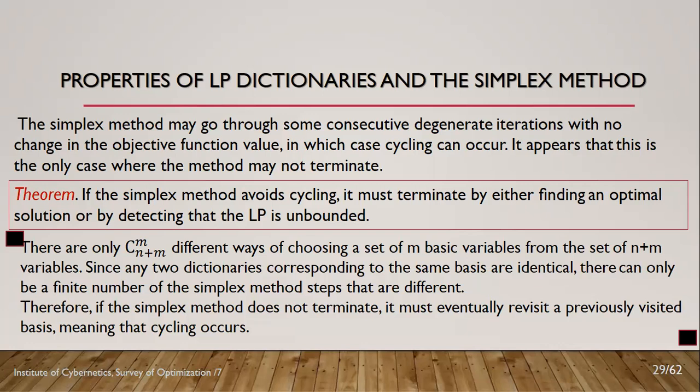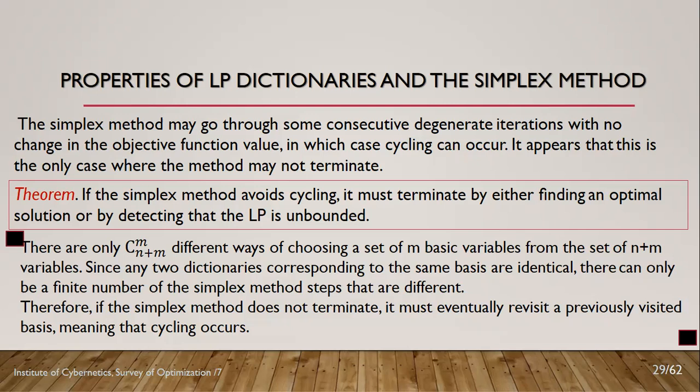There are two termination criteria that we discussed before. The theorem states that if the Simplex method avoids cycling, it must terminate by either finding an optimal solution or by detecting that the LP is unbounded. These are the two: the optimal solution or being unbounded are the two termination criteria that we have already discussed.